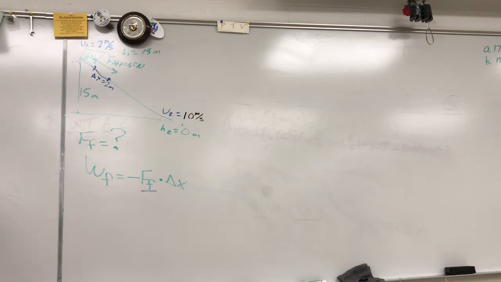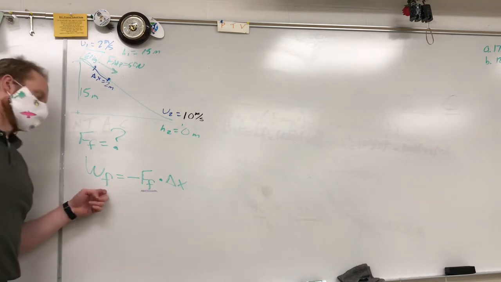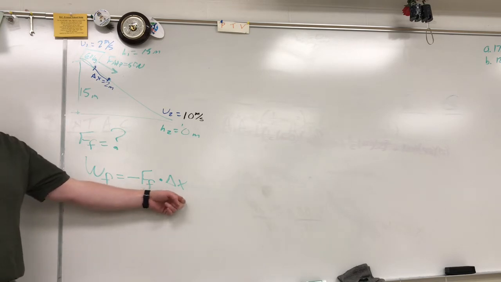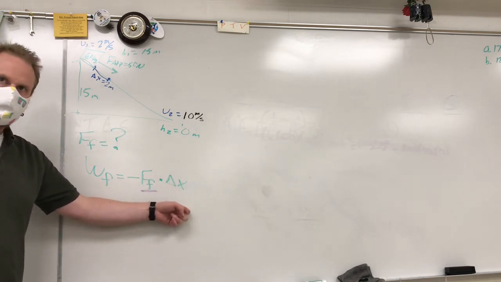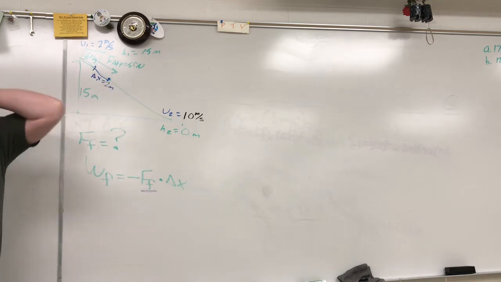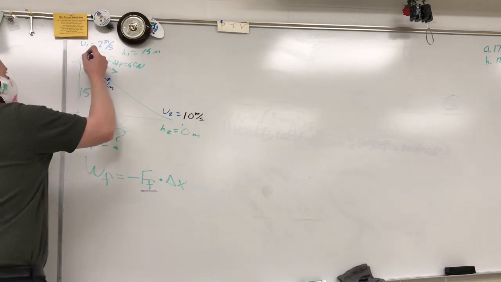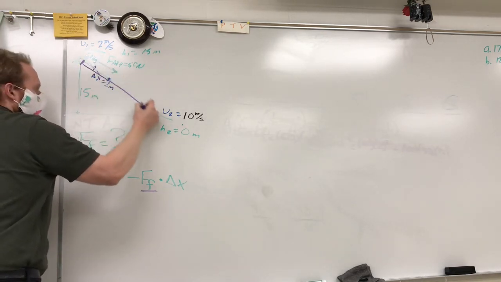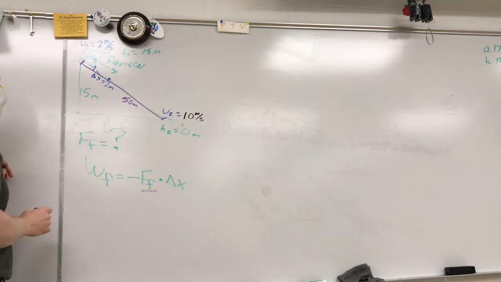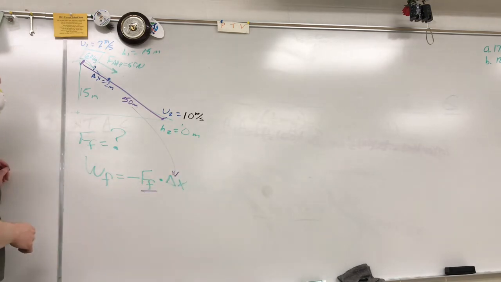Now, the one thing I do want to point out, when we talk about the work done by friction, it's the force of friction times delta x. This delta x is the distance that friction acts over. And it says that the hill is 50 meters long. So it's saying from here to here is 50 meters. So when we use that, that's going to be that number right there.